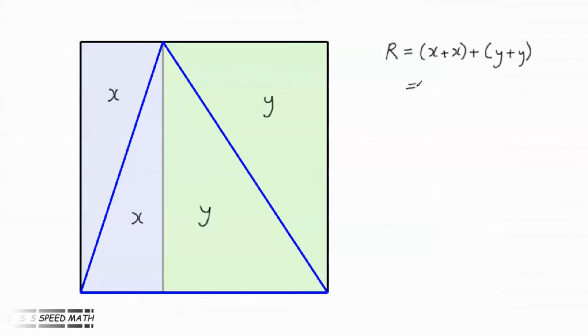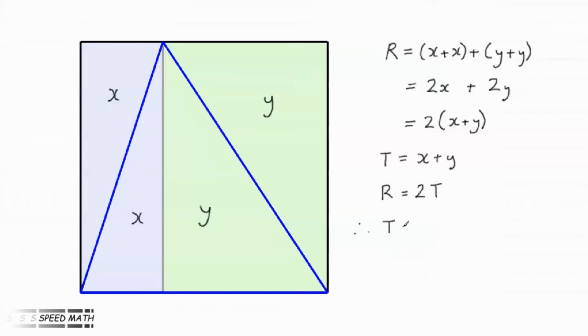Collecting the X's and the Y's, R is equal to 2X plus 2Y, and if we factorise this by taking a 2 outside, we have R is equal to 2 bracket X plus Y, close bracket. Now the triangle area, call it capital T, is equal to X plus Y. So you see, R, the rectangle area, is equal to 2T, twice the triangle area.